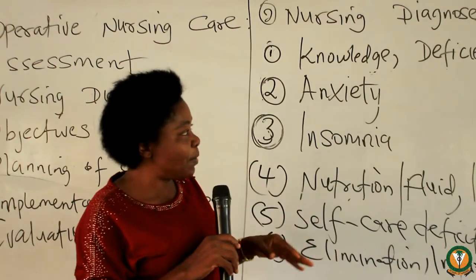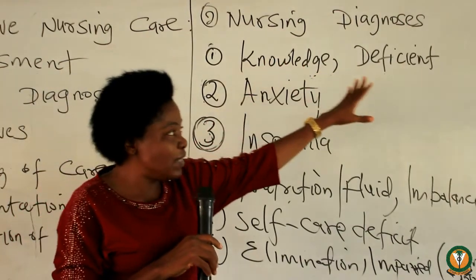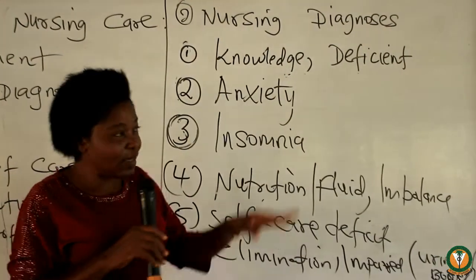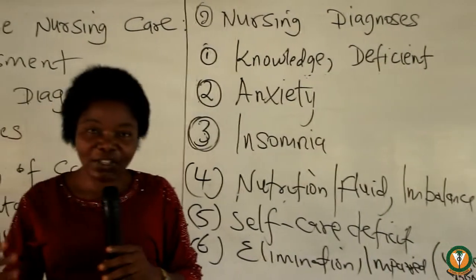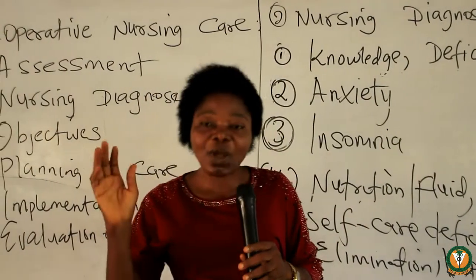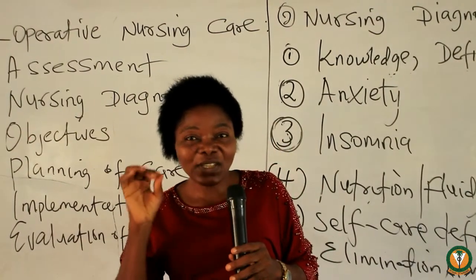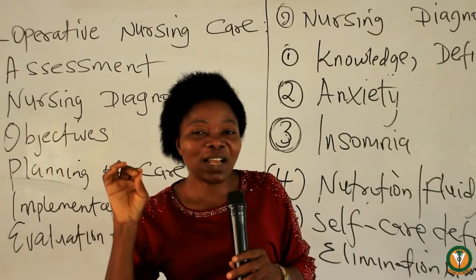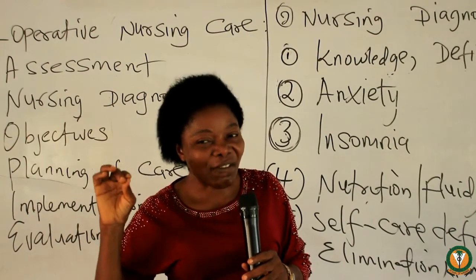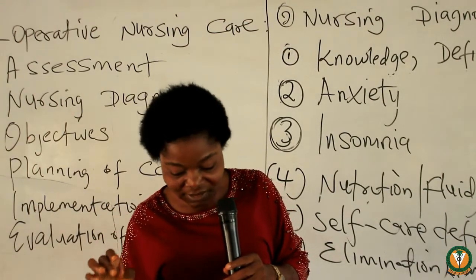Then implementation. Implementation simply means doing something to relieve this knowledge deficit so that patients will have knowledge about what is happening. And in solving knowledge deficiency, there are interventions the nurse needs to do in order to solve the problem of the patient. First, you have to verify what the physician has explained to the patient concerning the surgery. It's not the duty of the nurse to tell the patient what will happen in theater or the extent of the surgery. All you need to do is to verify what the surgeon has told the patient about the impending surgery.